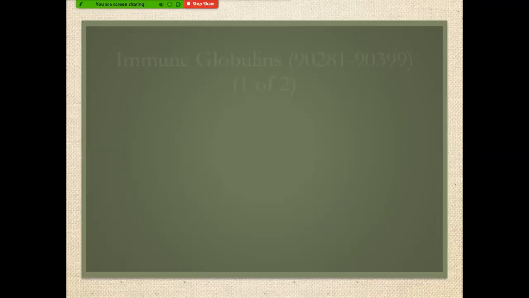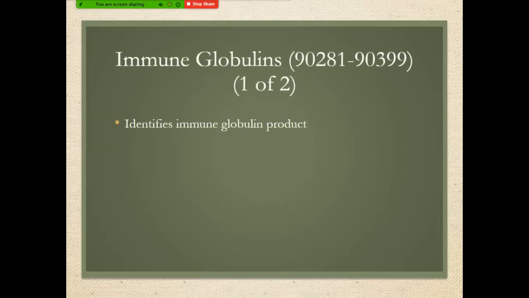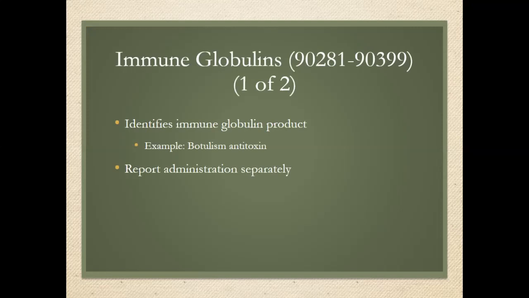Okay, we're going to continue on with immune globulins. The immunoglobulin section is relatively new to the CPT manual. The codes in the subsections report only the immunoglobulin product and must be reported in addition to the appropriate administration code from the appropriate subsection.